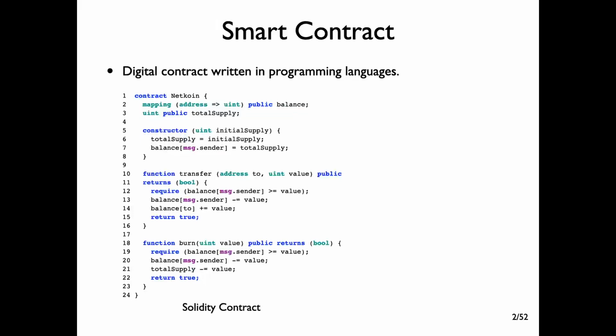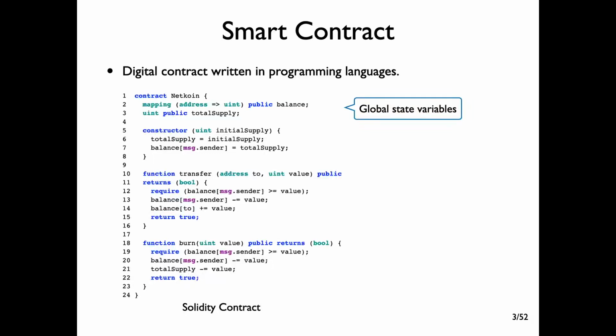Smart contracts are digital contracts written in programming languages. In the slide, you can see a smart contract written in Solidity, the most popular language for writing Ethereum smart contracts. I will briefly introduce Solidity smart contracts using this example.